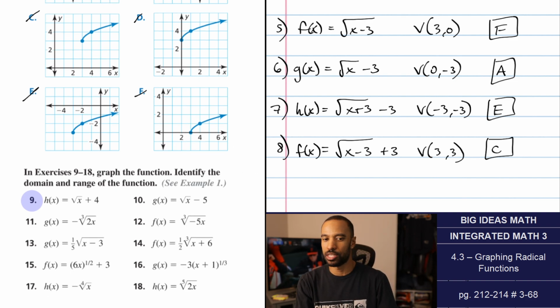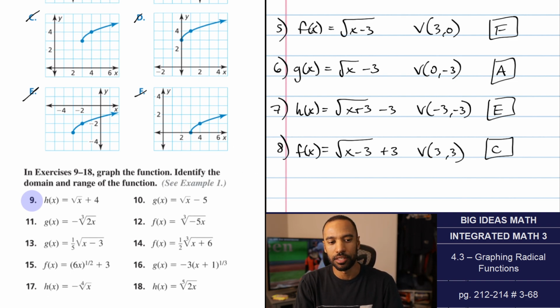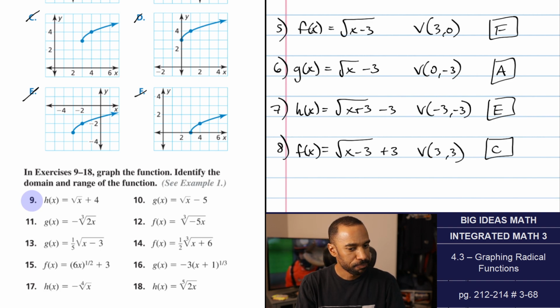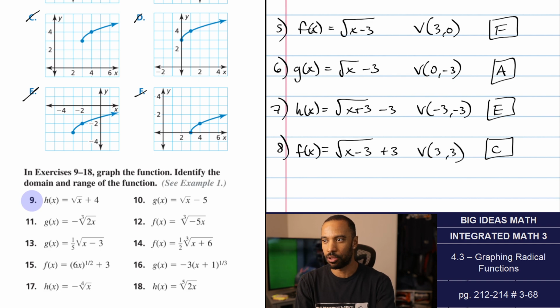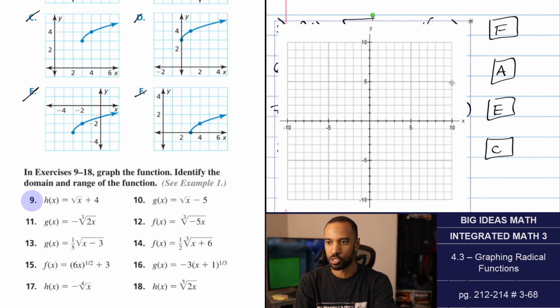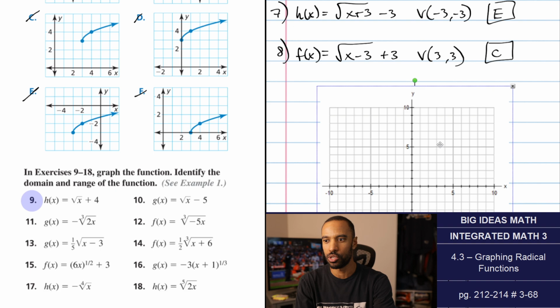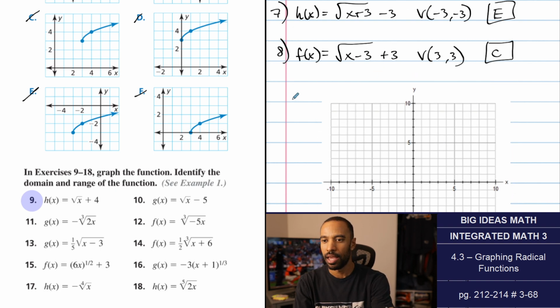Okay, numbers 9 through 18: graph the function and identify the domain and range of the function. Looking at the problems, I'm going to begin with the scaled graph, the actual numbers themselves right here, if you don't mind, just so you can see the numbers on them as I do them.